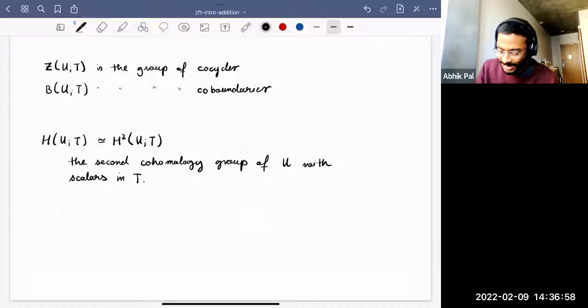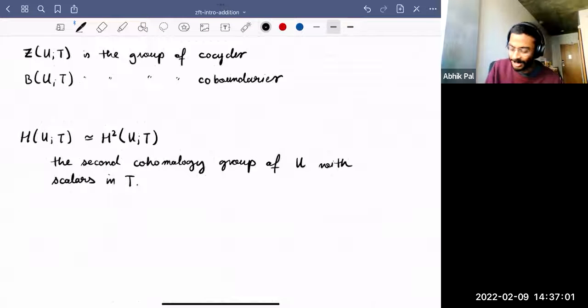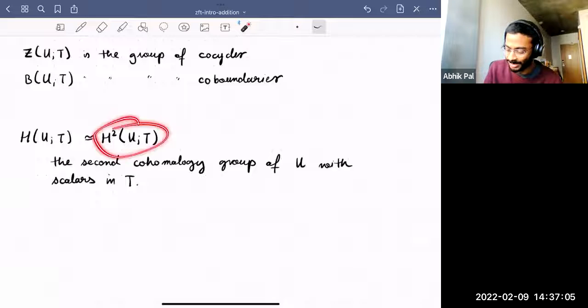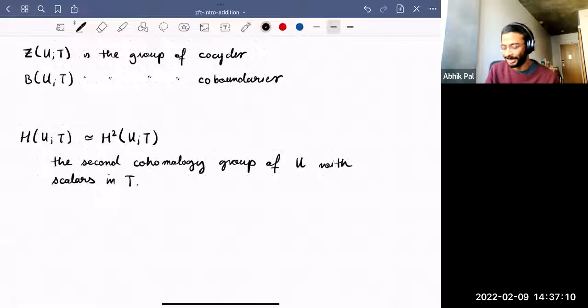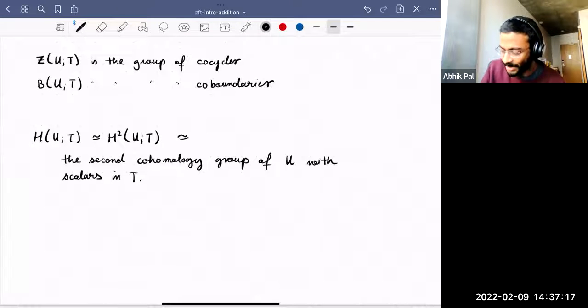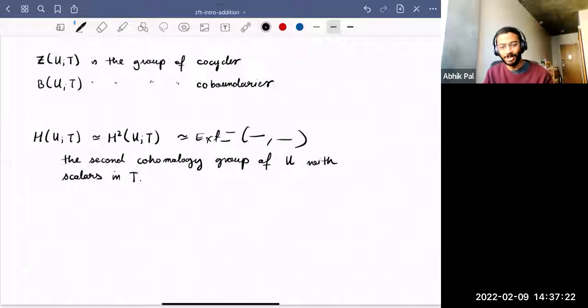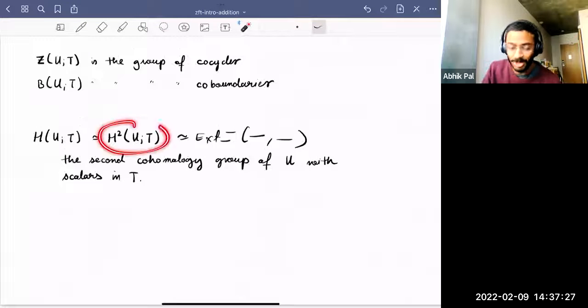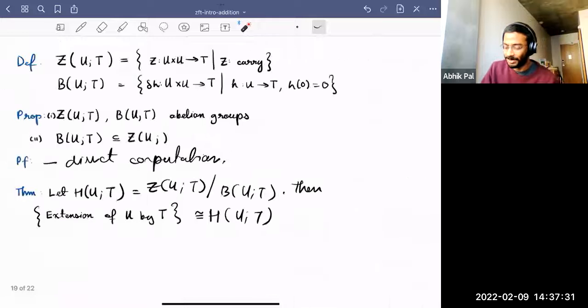Historically, this is one of the first definitions of group cohomology, the second cohomology group of U with scalars in T. I think it dates back to the 1930s, where they classified it in terms of extensions. But of course, there are more modern ways you can think of this. You can think of this as some Ext group and show that it is in fact isomorphic to the group of extensions that we have recovered.